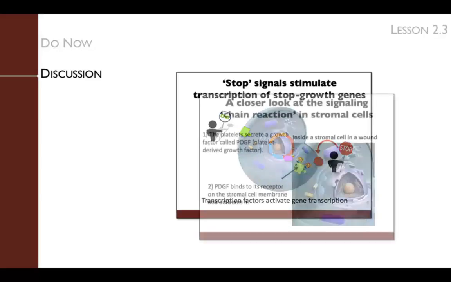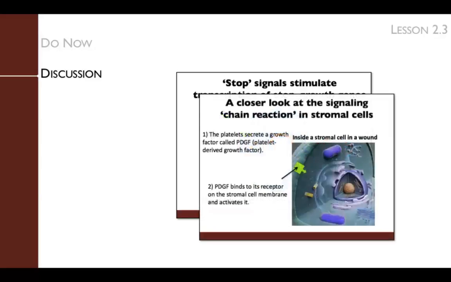Next, we take a closer look at the chain reaction in stromal cells inside of a wound. In wound healing, the Go signal is a substance called platelet-derived growth factor, or PDGF. As its name suggests, PDGF is a ligand made by the platelets that have migrated into the wound. First, PDGF attaches to its receptor on a stromal cell.